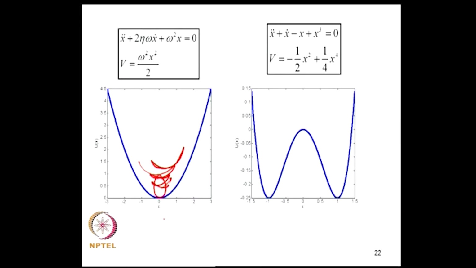Whereas here the origin is here, and if you place an object here, any slight perturbation will move the ball away from this point. So, the origin is unstable. Whereas, if you are here, for small perturbations the motion will be stable.